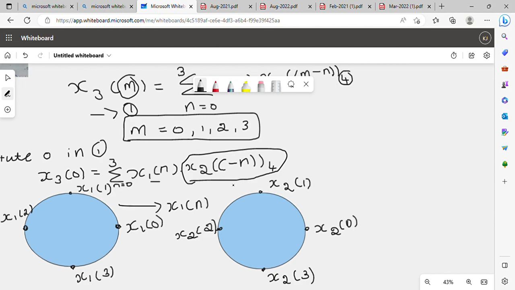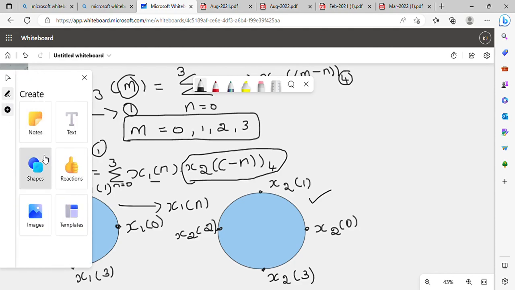So what is circular folding? Circular folding is when you circularly fold the sequence x2 of n. That is, you consider this x2 of n and you circularly fold it. So how do you fold it circularly? In the sense, you are going to shift this particular x2 of n in the clockwise direction. That is, how do you shift it in clockwise direction?